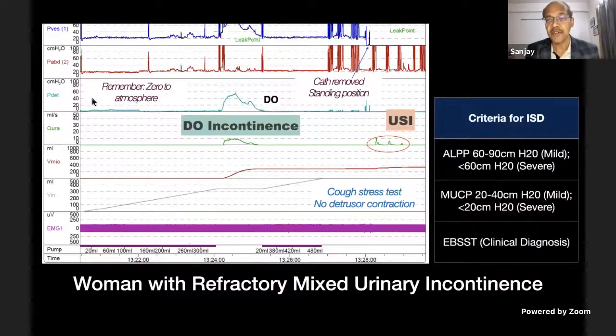What are the criteria for defining intrinsic sphincter deficiency in such a setting? Intrinsic sphincter deficiency, if the abdominal leak point pressure is less than 60, this patient has severe ISD. Between 60 and 90, it's a mild ISD. You can get a clue to ISD by a clinical test called the empty bladder supine stress test, where in the lithotomy position, after having voided urine, a woman is asked to cough. And if she leaks, you find a trickle of urine happening. That is suggestive of ISD. And that's a clinical test for making a diagnosis of ISD.